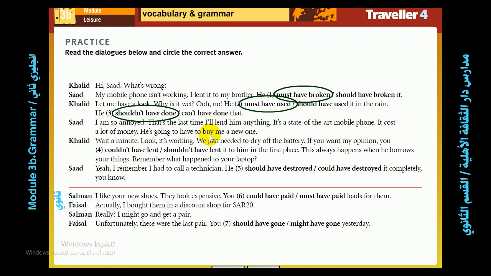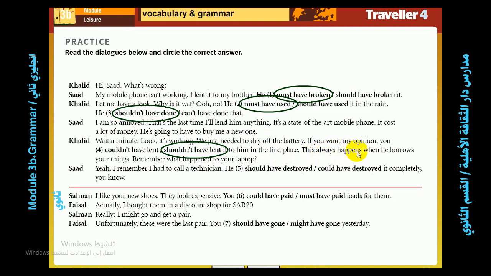He's going to have to buy me a new one. Wait a minute. Look, it's working. We just needed to dry off the battery. If you want my opinion, you shouldn't have lent him in the first place. In the first place means in the beginning. So it was a mistake of you to lend him from the very beginning.